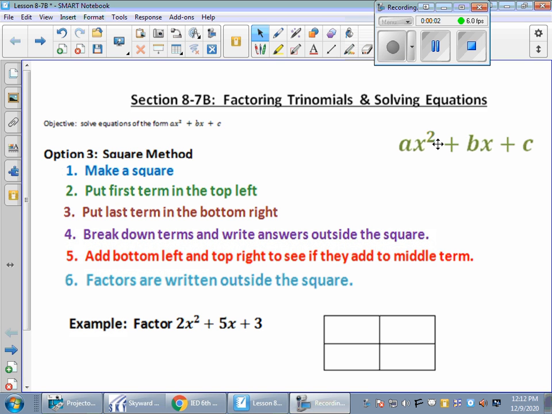All right, folks, here we go. We are moving on to section 8.7b, factoring trinomials and solving equations.